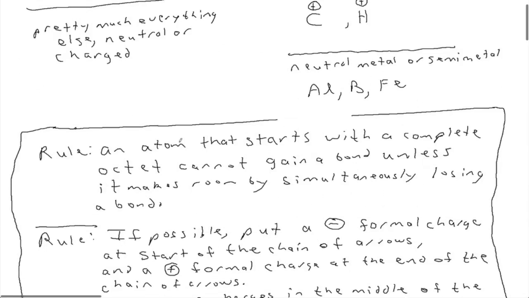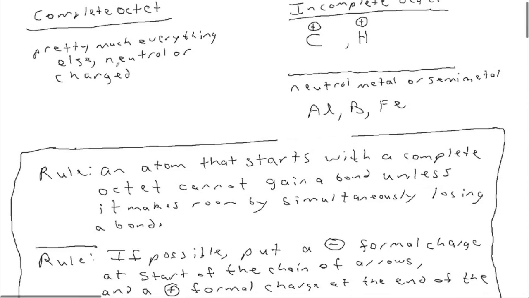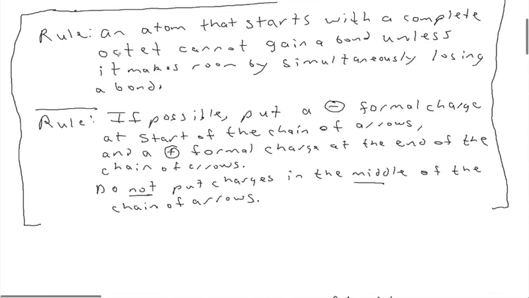Some things that we clarified here: it's easy to tell whether something started with a complete octet, because besides carbon and hydrogen with positive charges, almost everything else starts with a complete octet, even if it's charged. And one thing that's very helpful that I didn't quite emphasize last time is don't put charges in the middle. If you see a charge in the middle of the chain of arrows, that's almost always incorrect, and we can just stop thinking and try to fix that.